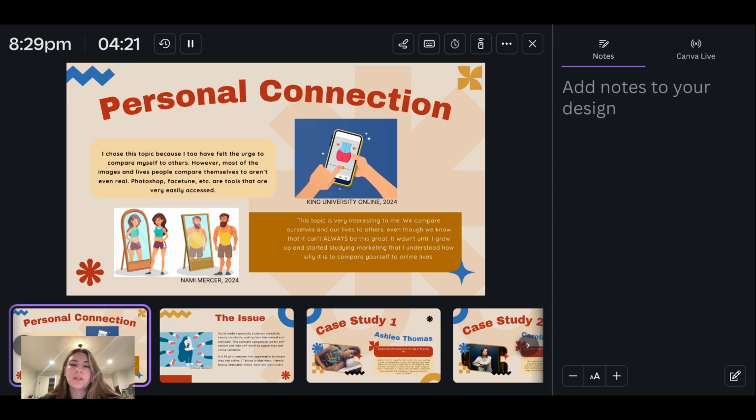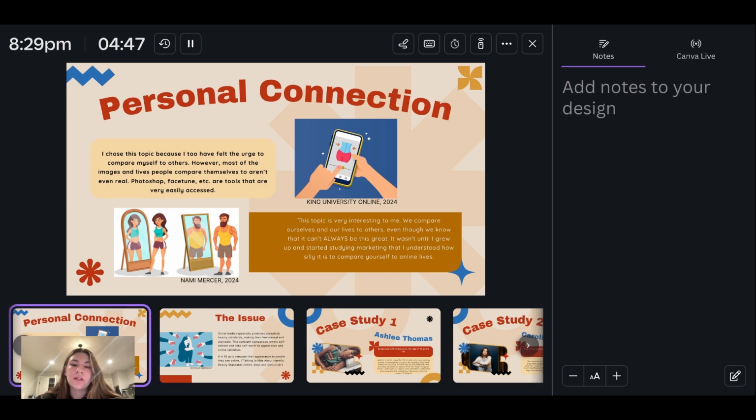I chose this topic because I too have felt the urge to compare myself to others. I believe it is an issue that almost everyone will go through in their lifetime, and it can only be dealt with when you understand that no one is perfect, even the people that make it seem like they are. Photoshop and Facetune are extremely simple to use and very easily accessed. So even though it may be difficult, people should realize that most of the time they're comparing themselves with someone who isn't even real. This topic is very interesting to me.